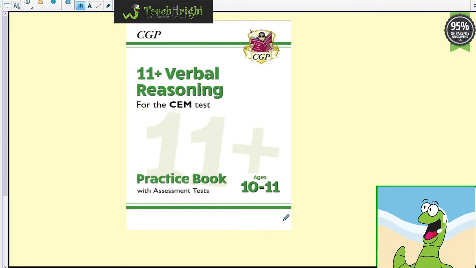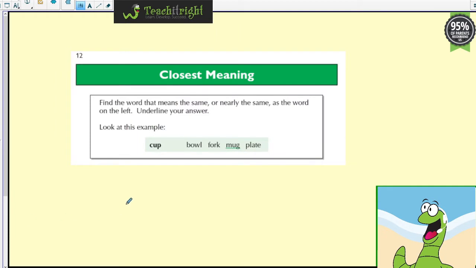So we're going to the verbal reasoning book for CEM. Please do check this says 10 to 11. This is where the difficulty jump has come from. So it's not that we're doing different styles of questions, it's just the words are harder. And if we look here, classic example, closest in meaning, we know of course that means synonyms. So a cup and a mug are essentially the same thing.